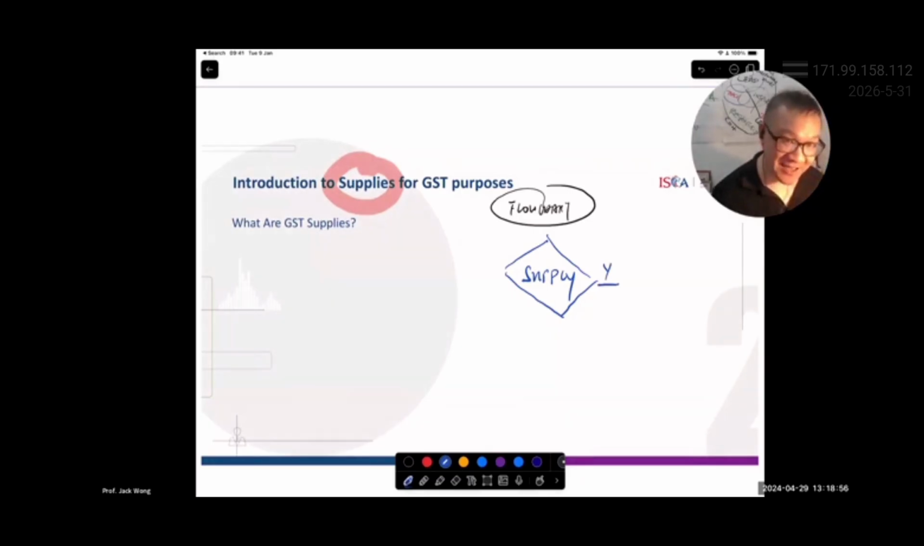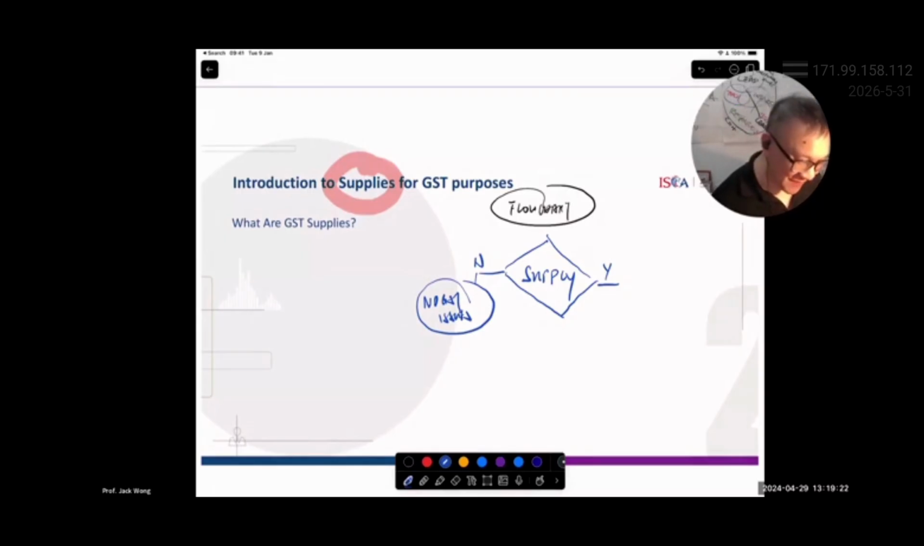Is there a supply in your transaction? If the answer is yes, then we will look at the second question, the third question. But if you do not have any supply, the conclusion is what? No GST issue. Yeah, it is as simple as that. When I share this with clients, they were surprised: is it that simple? Yes, because this is how GST works.